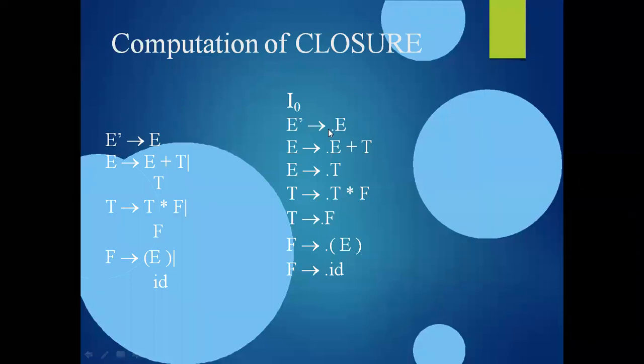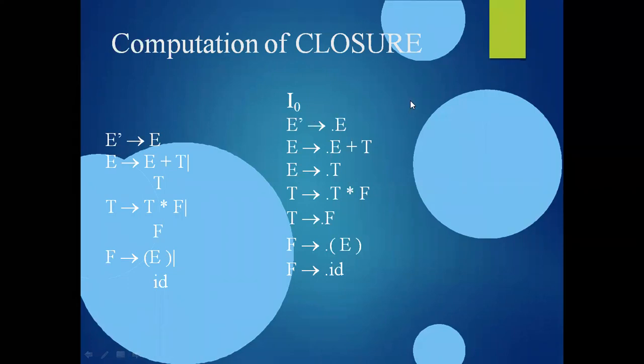The dot is inserted at the starting of the right hand side in production number 1, production number 2, production number 3, production number 4, production number 5, production number 6, and production number 7. Right? Is it clear? And this is nothing but the closure of I.